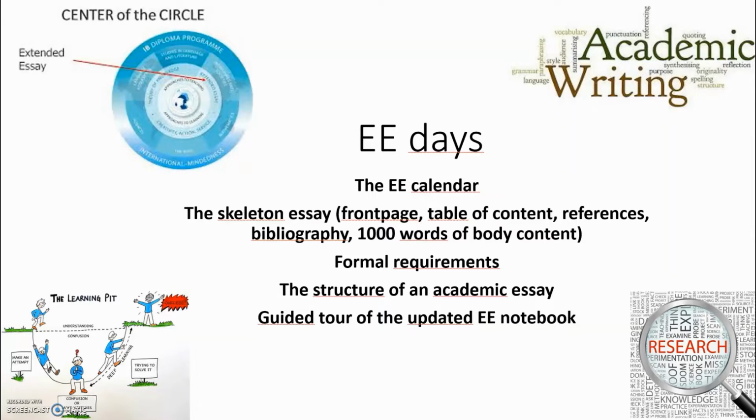So in this introduction, I'll say a bit about what's coming, so the EE calendar, and then I will introduce you to the formal requirements of the skeleton essay, having to do with front page, table of content, referencing, bibliography, and then the skeleton essay should also have 1,000 words of body content. So more on this later. There's also something on spacing and font size and all that jazz.